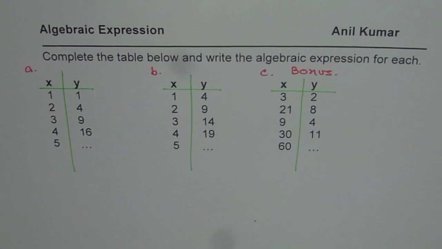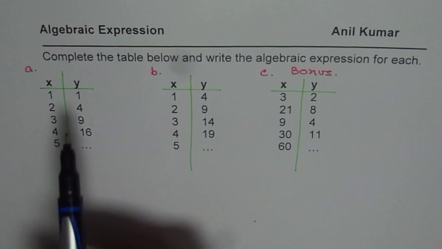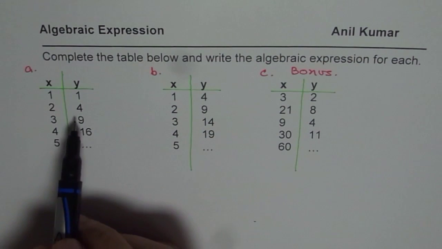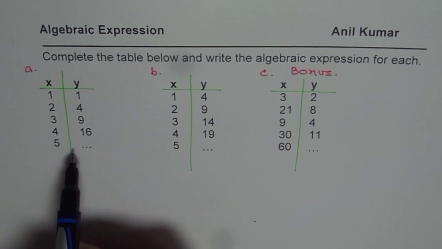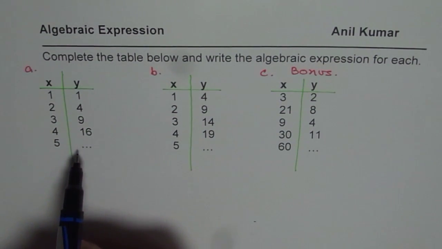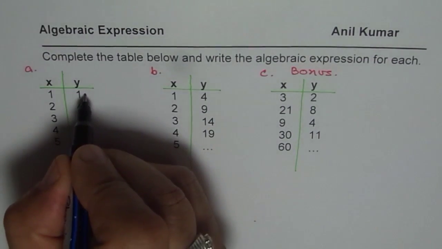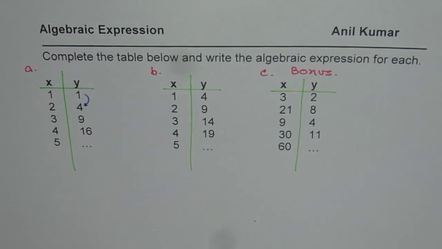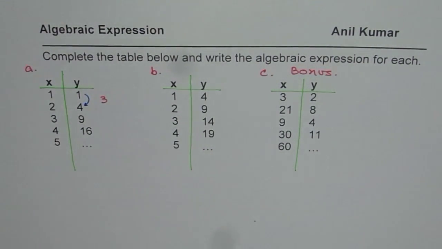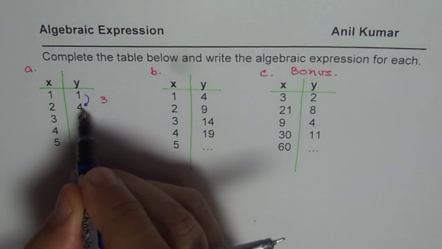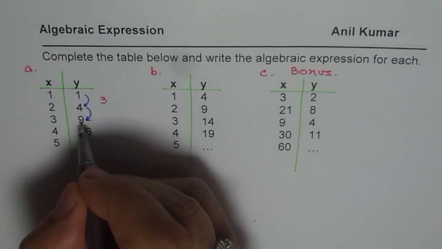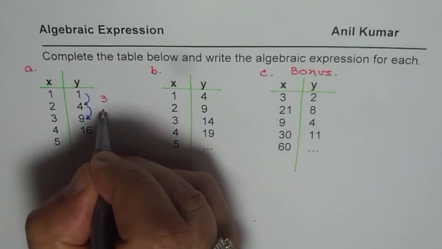Now, to find the pattern, what should we do? So the steps are, you have to see how y can be calculated from x, and you have to see the trend. In the very first one, we see that the x values are increasing by 1 each time, and the y values are increasing by what amount? Let us see. So when I do 4 minus 1, what do I get? 4 minus 1 is 3. Now if I have to move from 4 to 9, then what do I get? 9 minus 4 is 5.